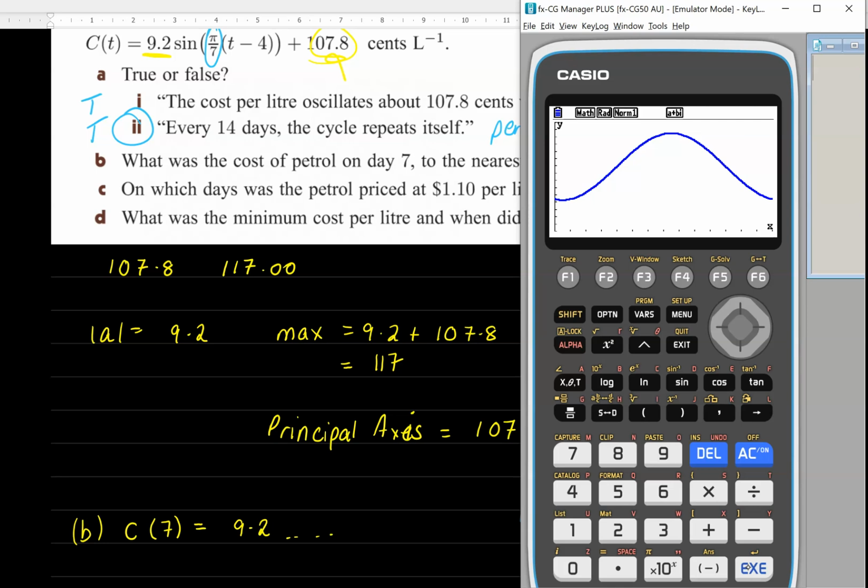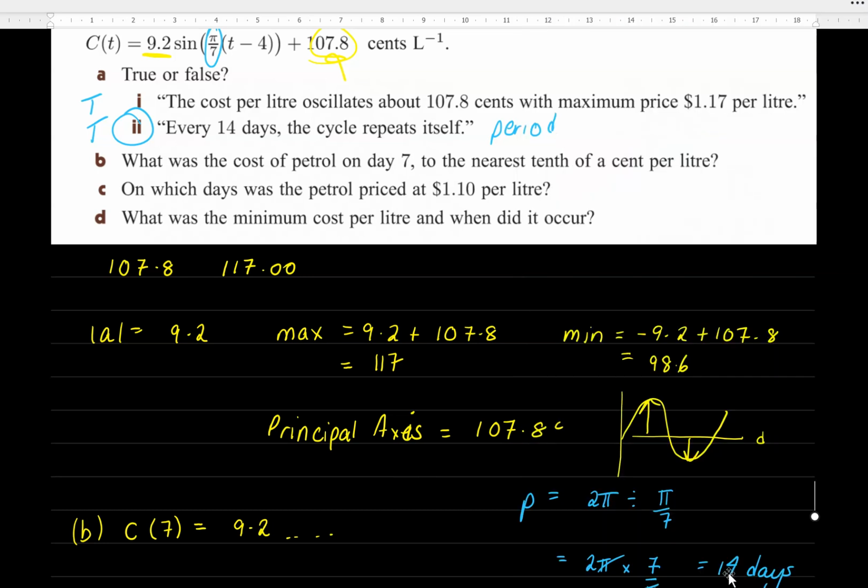So what was the cost of petrol on day 7? It's going to be G-Solve, more, Y-Calc, x equals 7. Okay, so $1.16. Just do that once more in case that was too quick. So we draw G-Solve, so F5, then we're going to say more, so F6, Y-Calc, which is F1, and then we press 7, enter.